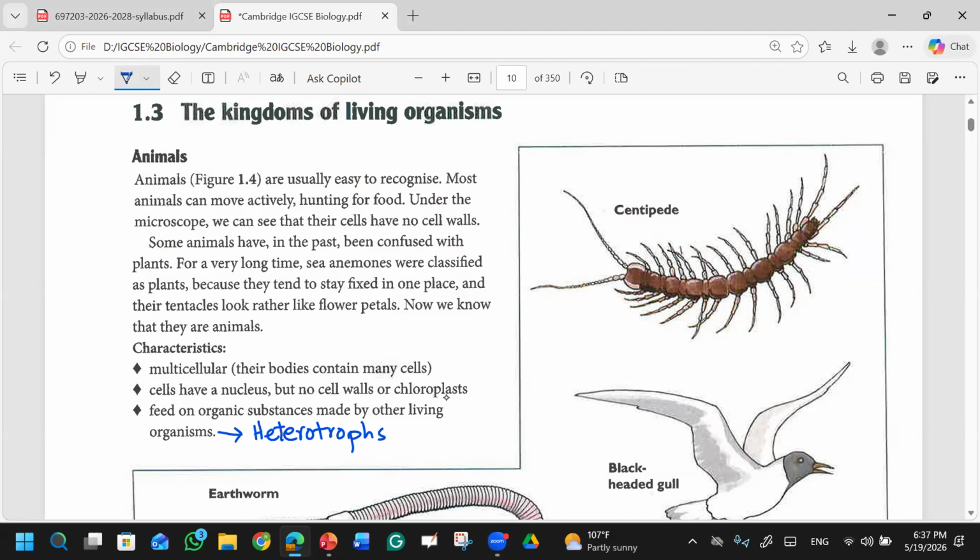And what is the evidence that they are not autotrophs? The absence of chloroplast is the evidence that they are not autotrophs. They cannot prepare their own food.